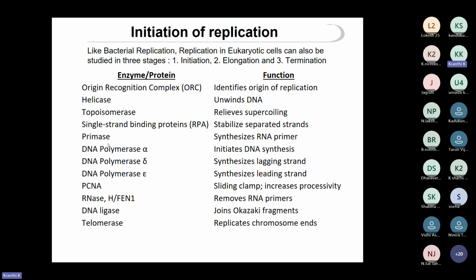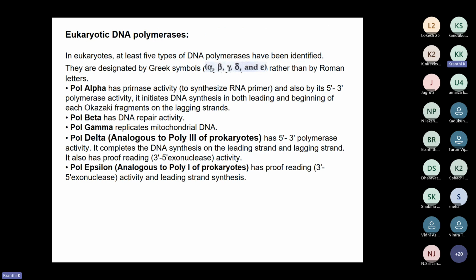Then primase. What's the primase? Nothing but the RNA primer, just like in the prokaryotes. In the prokaryotes we spoke about DNA polymerase 1, 2, 3, right? But here we call these alpha, delta, epsilon. Here we have five types of DNA polymerase that will act. So what are the five types? Alpha, beta, gamma, delta, and epsilon.